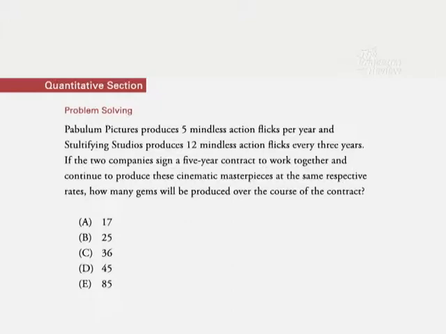No luck involved. That's a trap. Do you honestly think that a question as complicated as this would have an answer that takes 2 seconds to get? No. Eliminate A. Okay. So how about B? Well, Pablum makes 5 per year, so over 5 years that will be 25 movies. Well, wait a minute. That doesn't include Stultifying, so this is what's called a partial answer. Eliminate B.